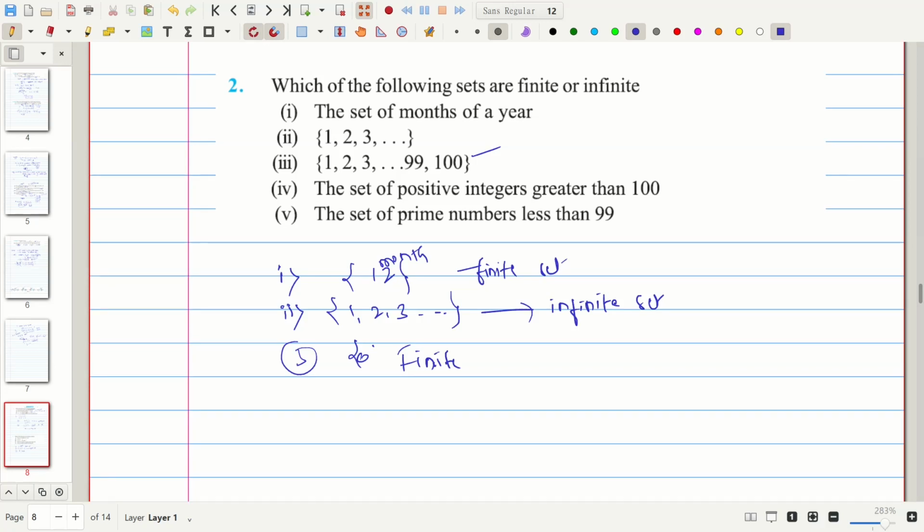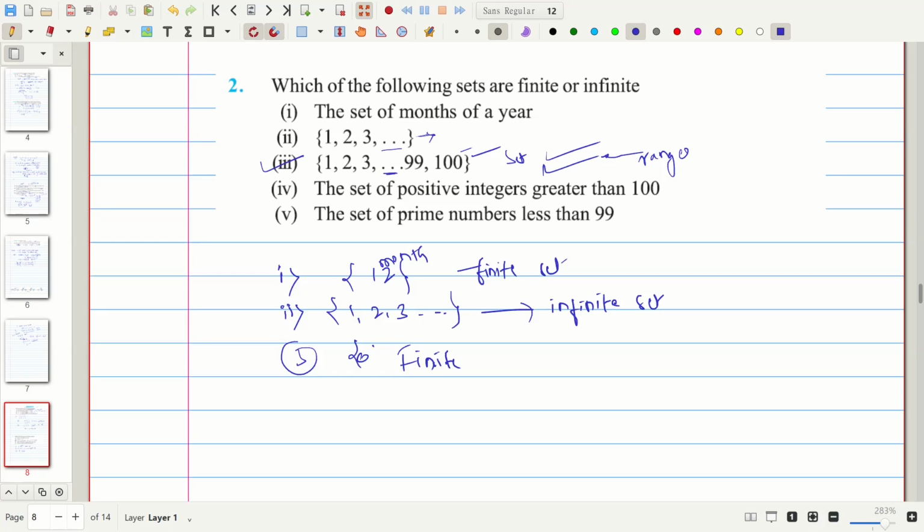Don't get confused here. It is continuous, and the dots mean the numbers continue, 3, 4, 5, 6 and up to 99, 100. But the set is well defined, therefore it is a finite set. This set has a specific limit, a specific range is given, therefore this is a finite set.